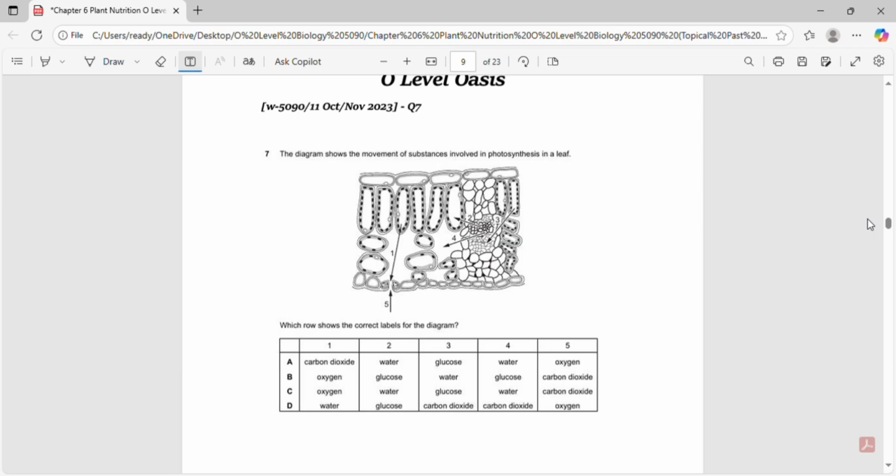Arrow 3 is showing movement in the palisade layer as well, but this time it's directed away from the area where glucose is produced. Since glucose is the main product of photosynthesis, this arrow is probably showing glucose being moved to other parts of the plant. And finally, arrow 5 is showing a substance entering the leaf through the stomata. That would be carbon dioxide, which the plant needs to start photosynthesis in the first place. So to sum it up, arrow 1 is oxygen, arrows 2 and 4 are water, arrow 3 is glucose, and arrow 5 is carbon dioxide. Based on this, the correct answer has to be option C.